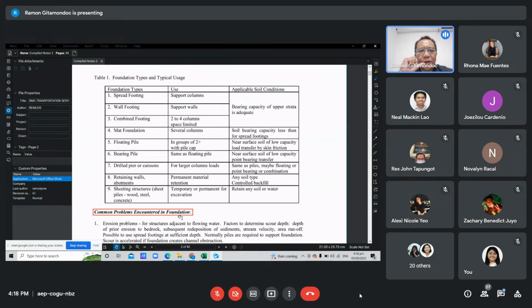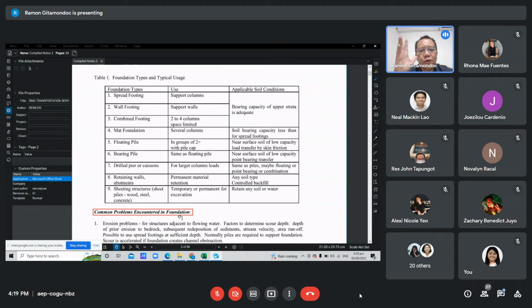Okay, in table 1, we have the foundation types and typical usage. In the first column, you have the foundation types. The second column is the use. Then the third column is where those foundation types are applicable. For spread footing, wall footing, and combined footing, they're applicable when the bearing capacity of the upper strata is adequate. When we say upper strata, maybe from 1 meter to 3 meters of soil of adequate bearing capacity, we can use a shallow foundation, which can be a spread footing, wall footing, or combined footing.